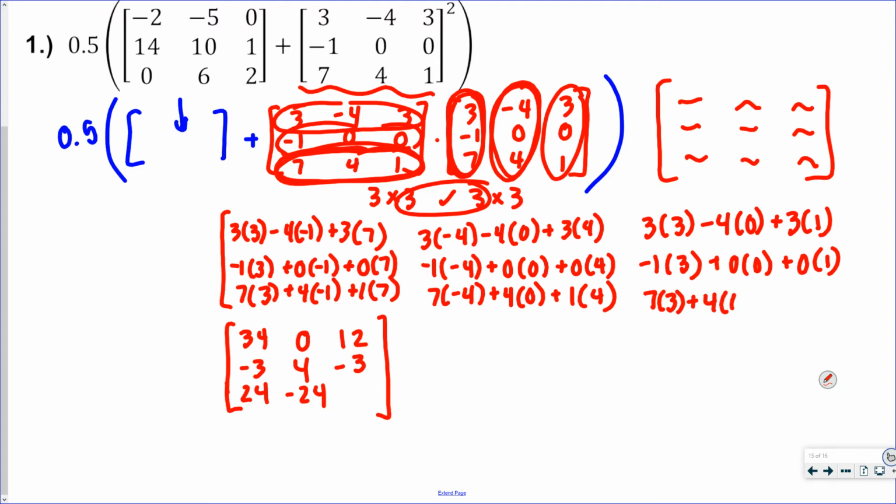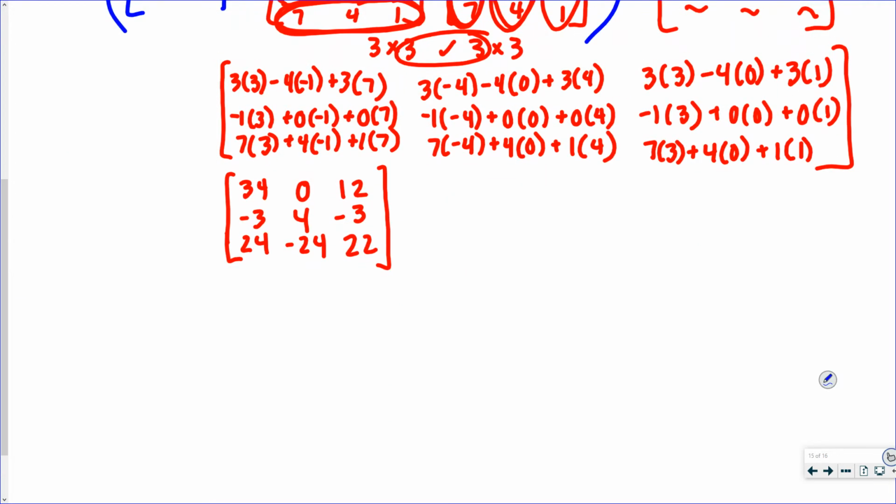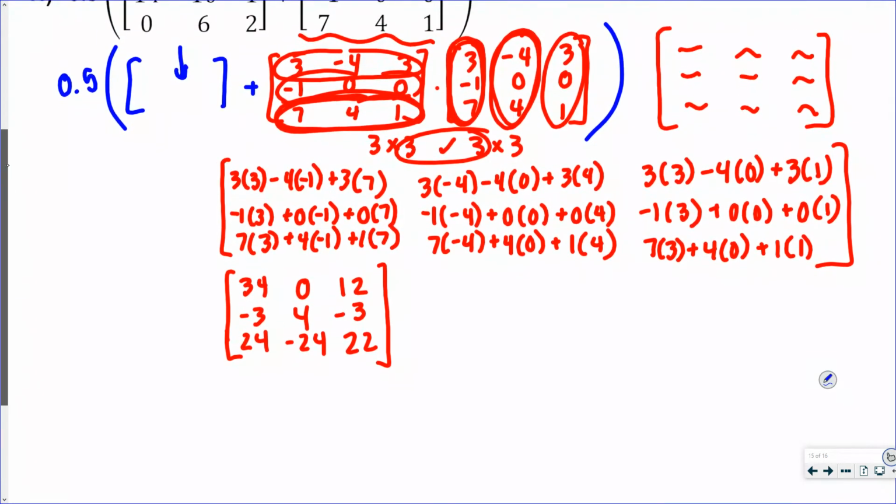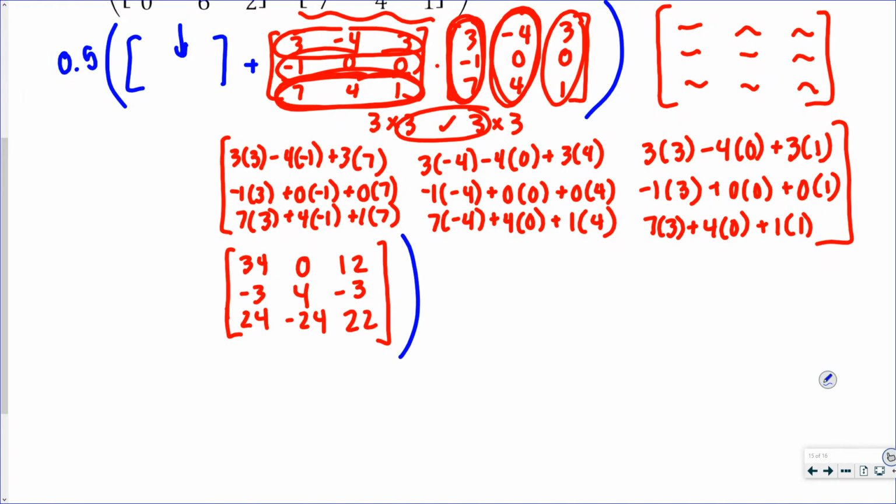Oh, that's negative. Yeah, you're right. I added that. In the 12. Okay. There is just from squaring it. Did you guys have the same answer? I missed it. Pretty much. So now I have negative 2, 14, 0, negative 5, 10, 6, 0, 1, 2.